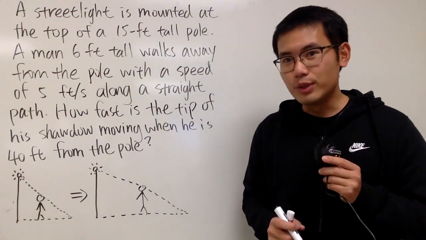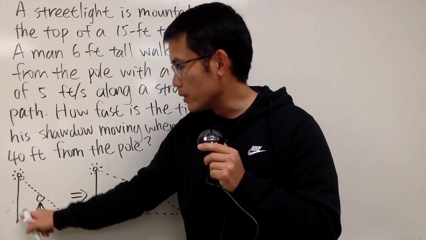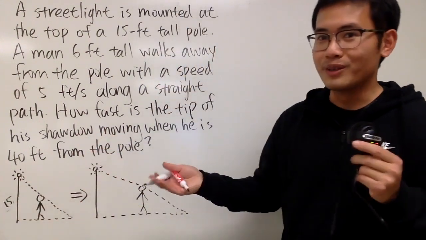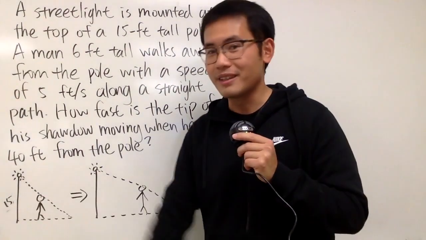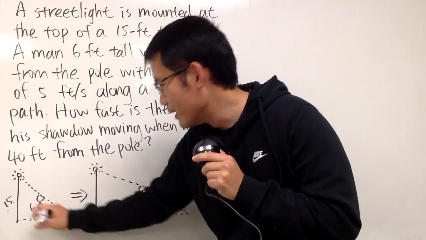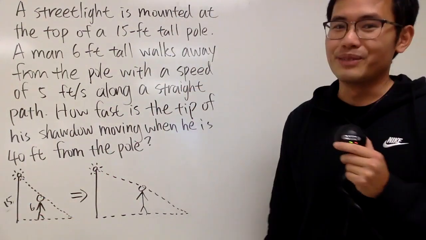Okay, another related rates question. Here we have a street light, and we know the pole is going to be 15 feet. Of course, the pole is not going to get any shorter or longer during the process, so we can just put down the number over there. Then we have a man, 6 feet tall, so I will also label this man to be 6. Again, he's not going to get taller or shorter in this amount of time.